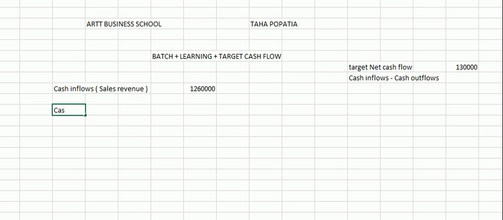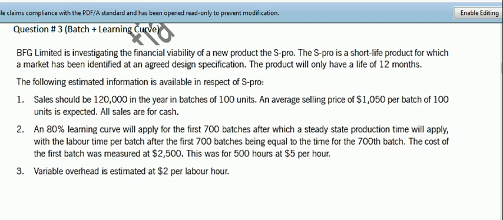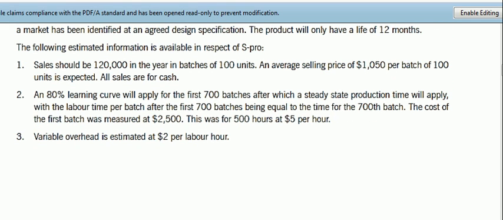We will then subtract all cash outflows. Point number 2 says an 80% learning curve will apply for the first 700 batches, after which a steady state of production time will apply, with the labor time per batch after the first 700 batches being equal to the time for the 700th batch. The cost of the first batch was measured at $2,500. This was for 500 hours at $5 per hour.